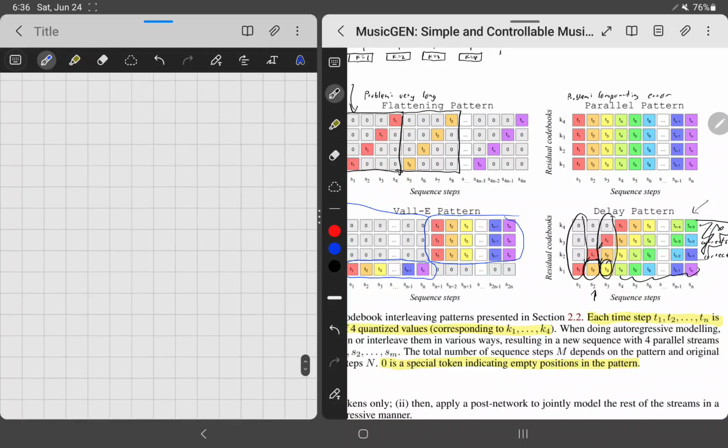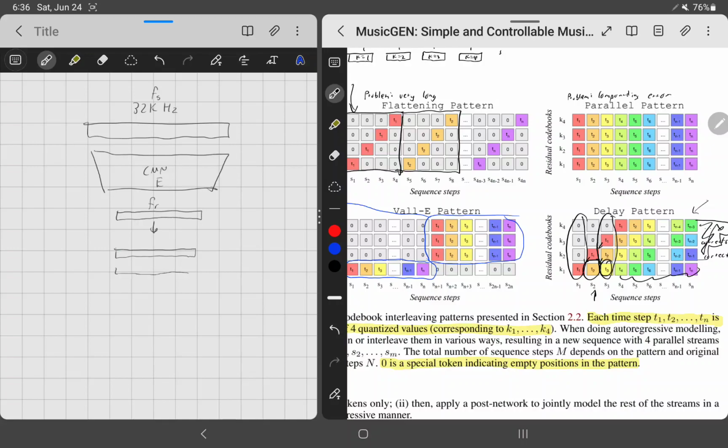You have an audio clip of 32,000 hertz. You throw it through a convolutional encoder, a CNN encoder. You get out a smaller latent vector, going from f sub s to f sub r. You do residual vector quantization, so you get out your 4 long sequences.